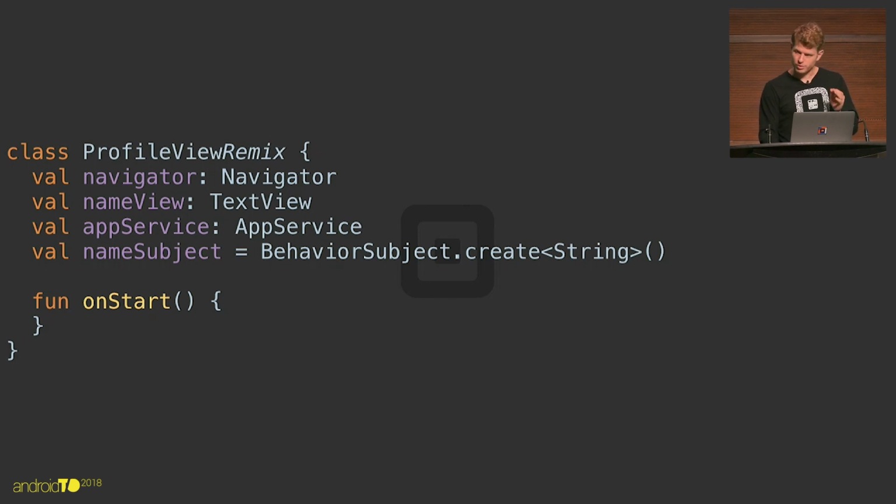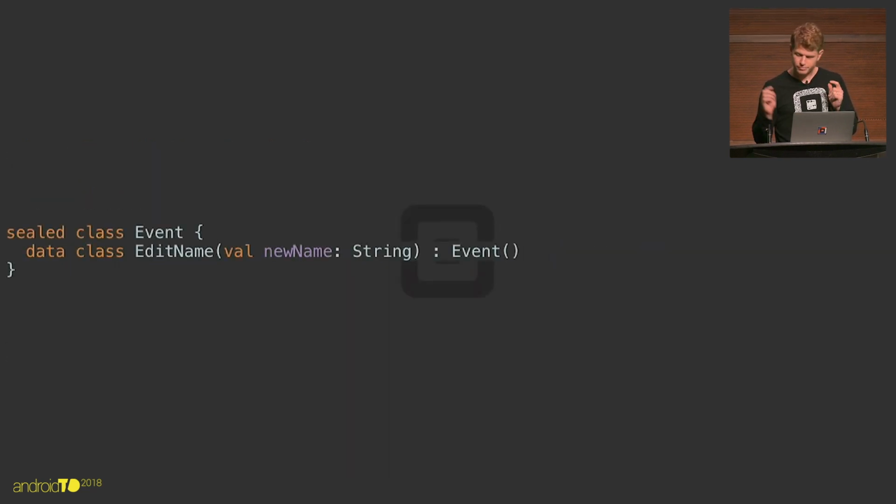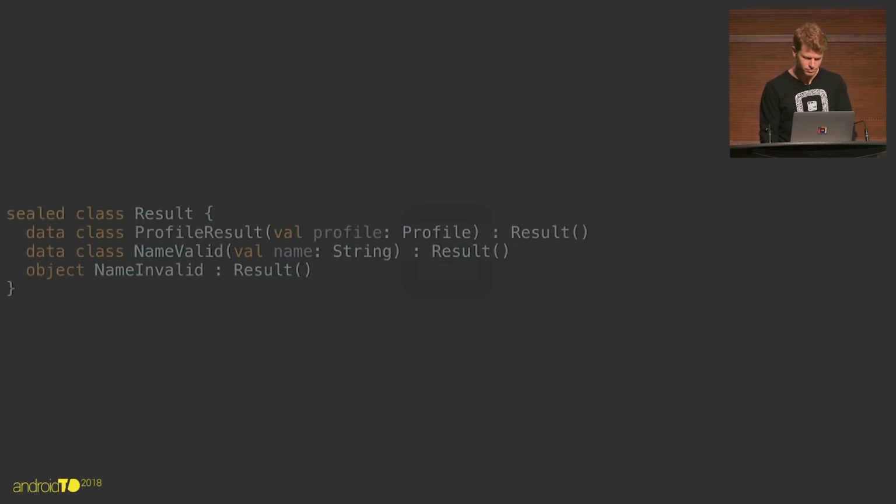This is profile view remix. And first, I want to create a few classes to model my data in an easier way, so I'd be able to pass things through a stream. First, I want to model what can be kicked from the view, which is the event sealed class, and inside there is the edit name, which is when the user updates its name.